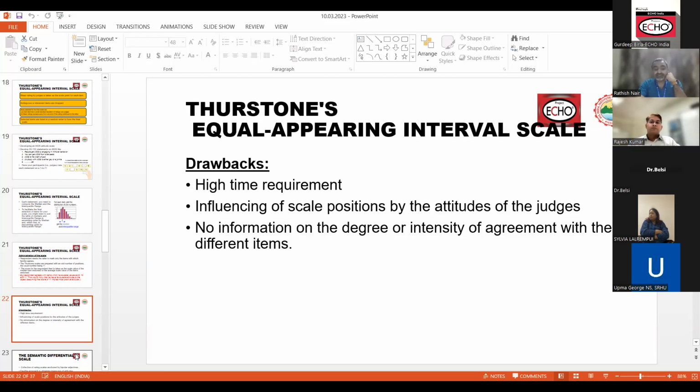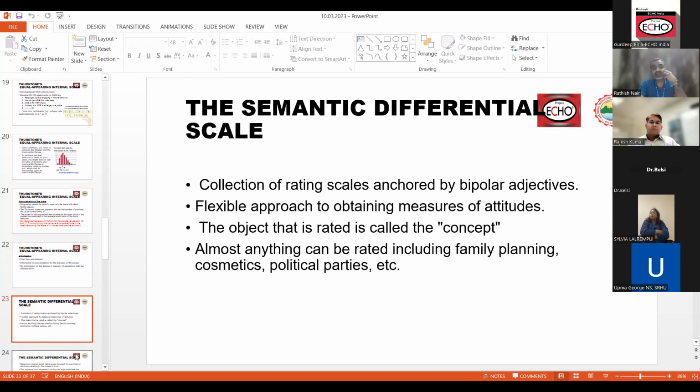Other types of scales we'll be discussing are the semantic differential scales, which are also very commonly used in studies in nursing. The semantic differential scale is a collection of rating scales anchored by bipolar adjectives. It is a flexible approach to obtaining measures of attitudes. The object that is rated is called the concept. Almost anything can be rated, including family planning, cosmetics, political parties, etc.